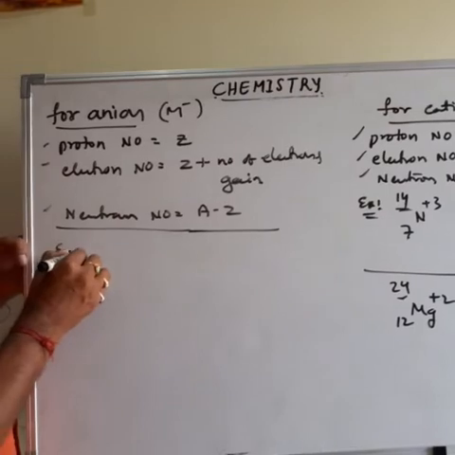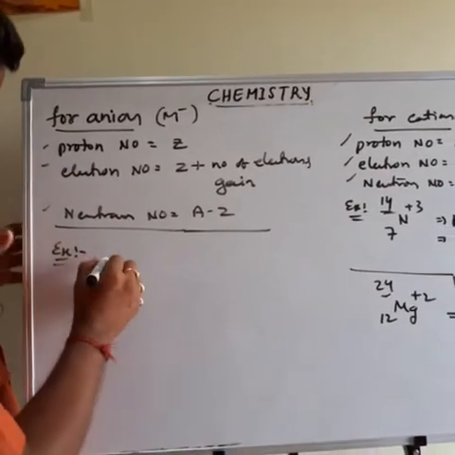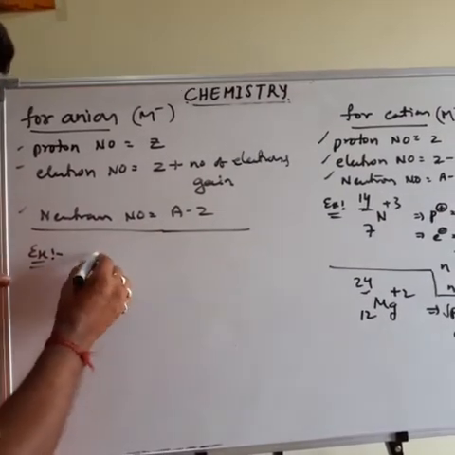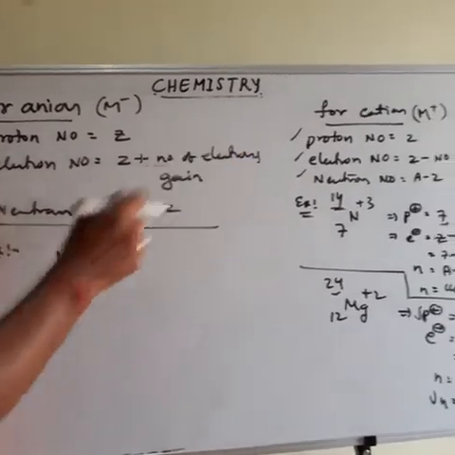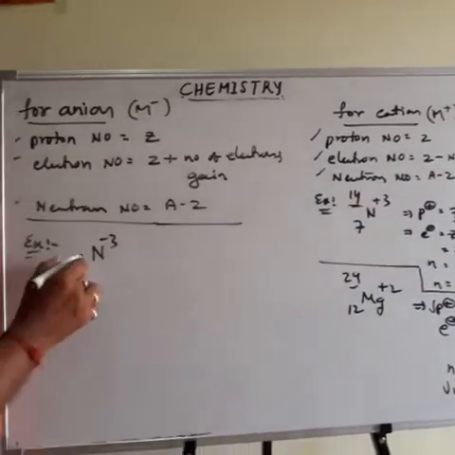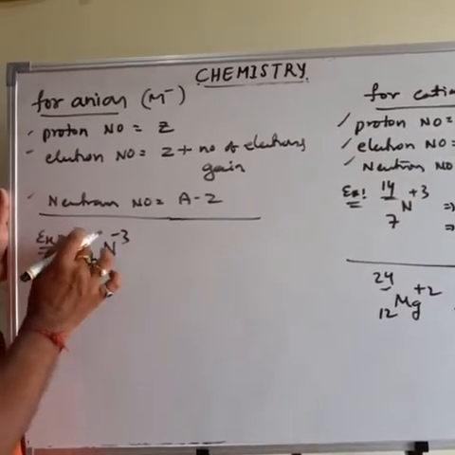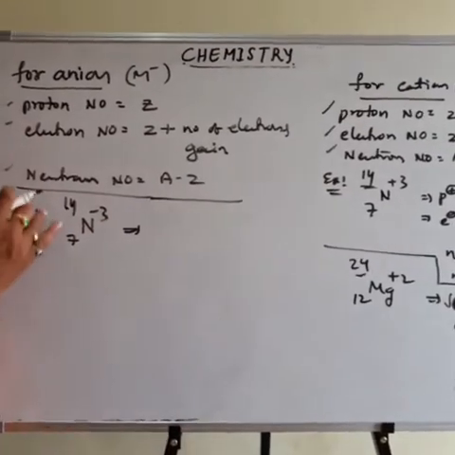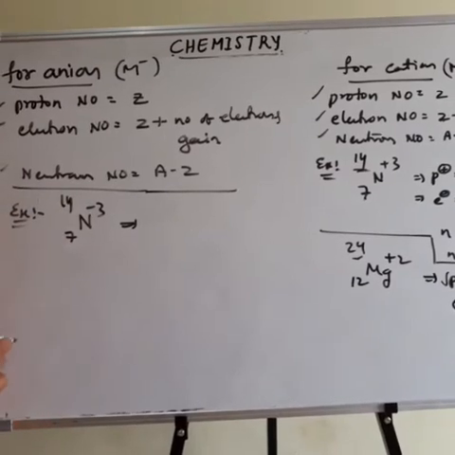Here, example 1. Sorry, take the N minus 3 ion, the nitride ion. That was the N plus 3 ion; this is the N minus 3 ion. So N minus 3, atomic number 7, mass number 14. This question has come many times in competitive exams. How many electrons, neutrons, and protons are present in the nitride ion?